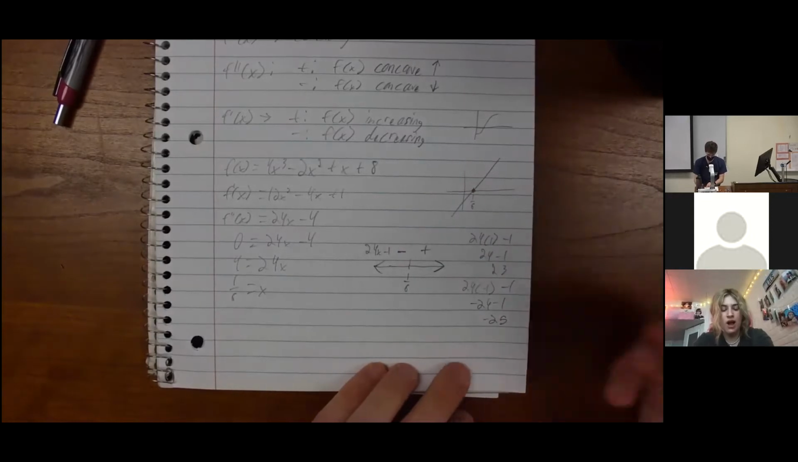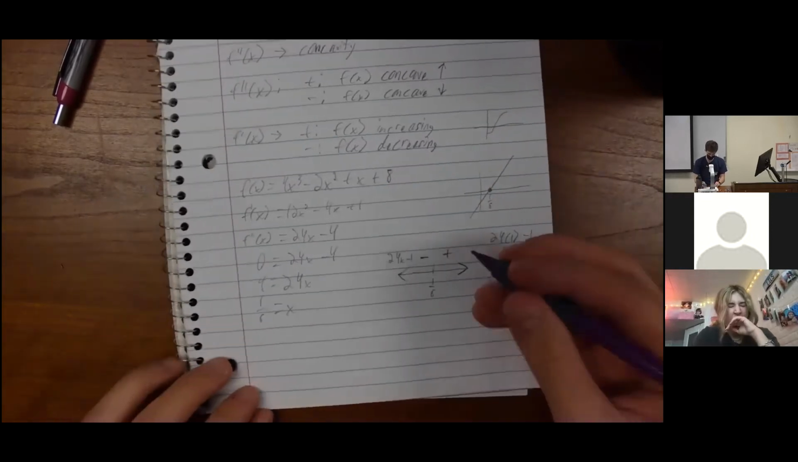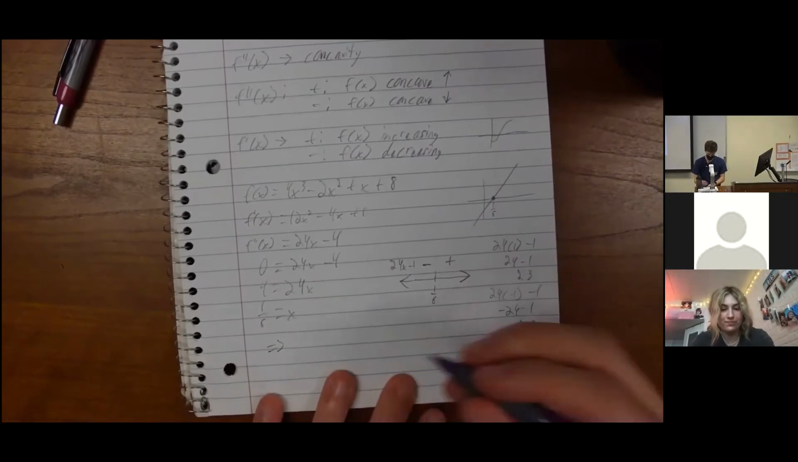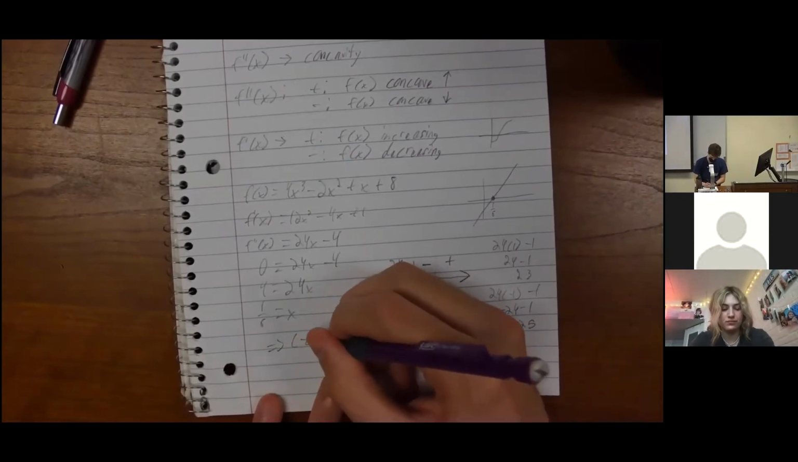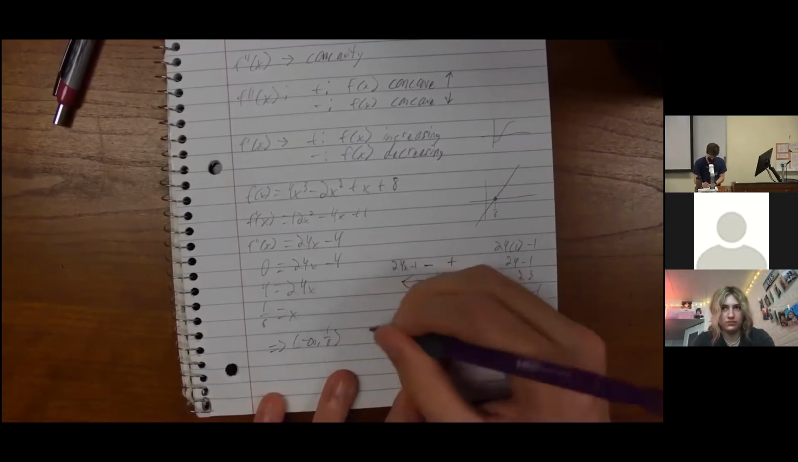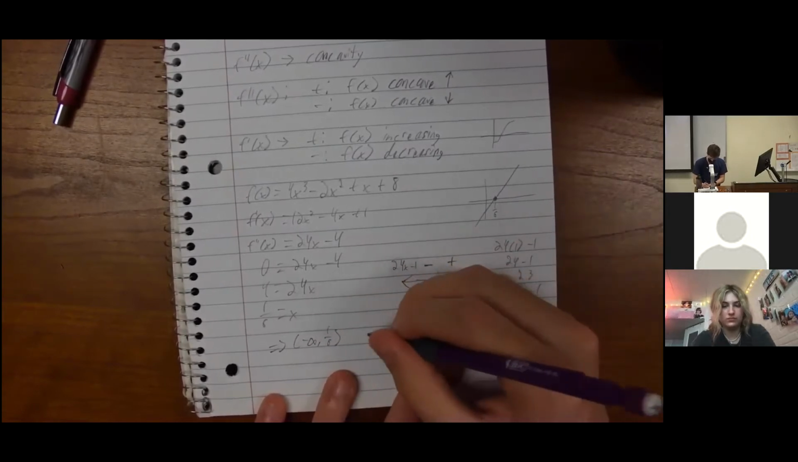Great. So this basically tells us right away that from negative infinity to 1/6, we are concave down.